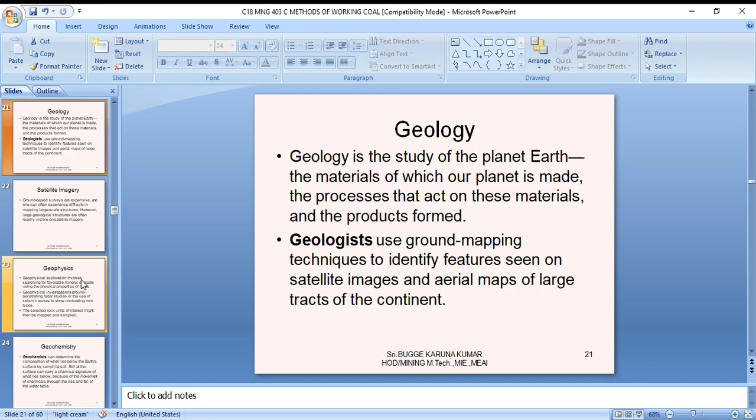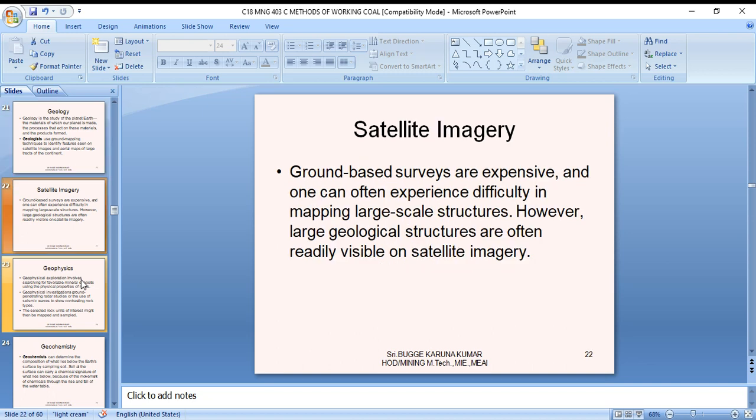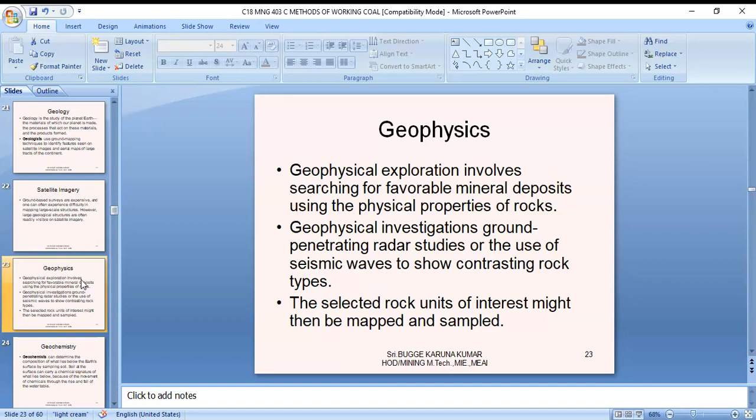Geology is the study of planet Earth, the material of which our planet is made. So geology is used for metal mines, prospecting is very quick, and satellite images are also used. Geophysical exploration involves searching for favorable mineral deposits using the physical properties of rocks. Geophysical investigations include ground penetrating radar and the use of seismic waves to show contrasting rock types.